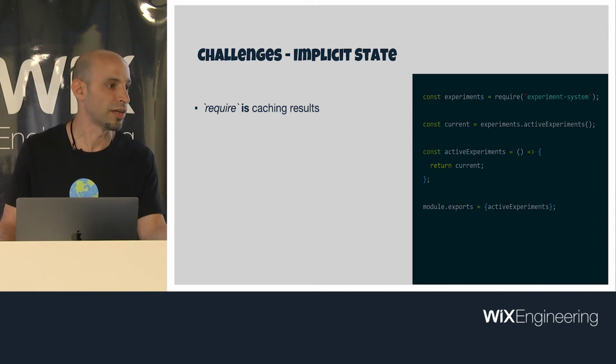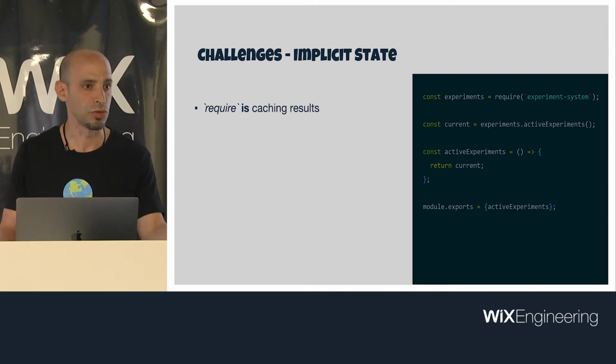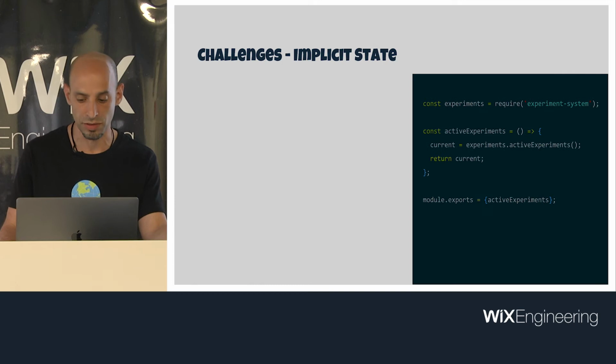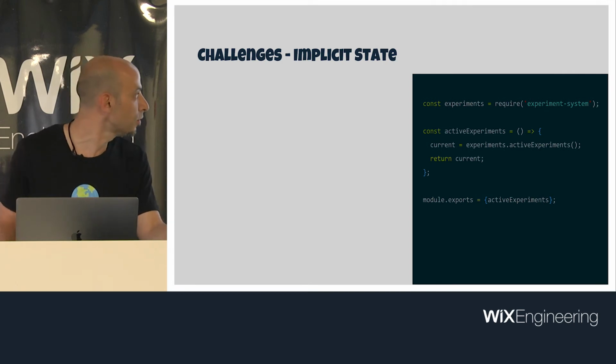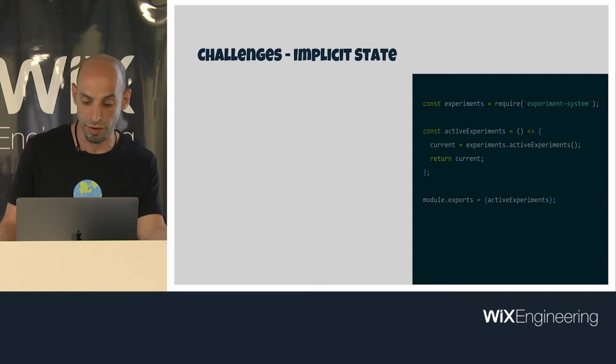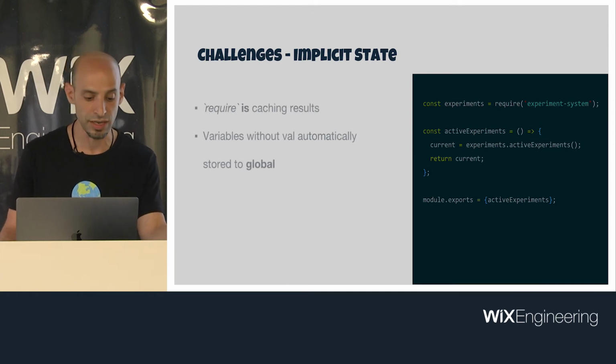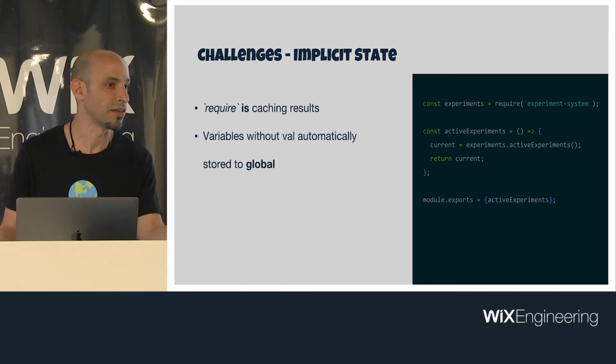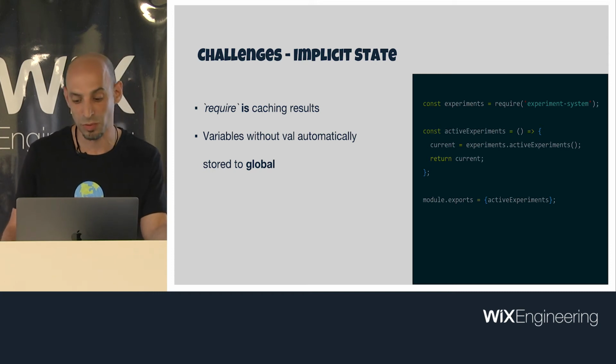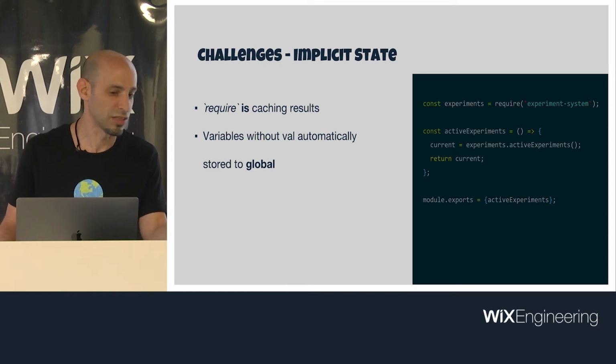we had to discover, and we tried a lot of things to do automation for it, but eventually we had to just go and test each component. The second thing is, if you look at this code, it's the same function, current equals the experiment system value, and it returns current. This code is actually worse because when you don't write anything before the variable in Node, you automatically store it to global. So this one would also accidentally cause an implicit state to be stored.